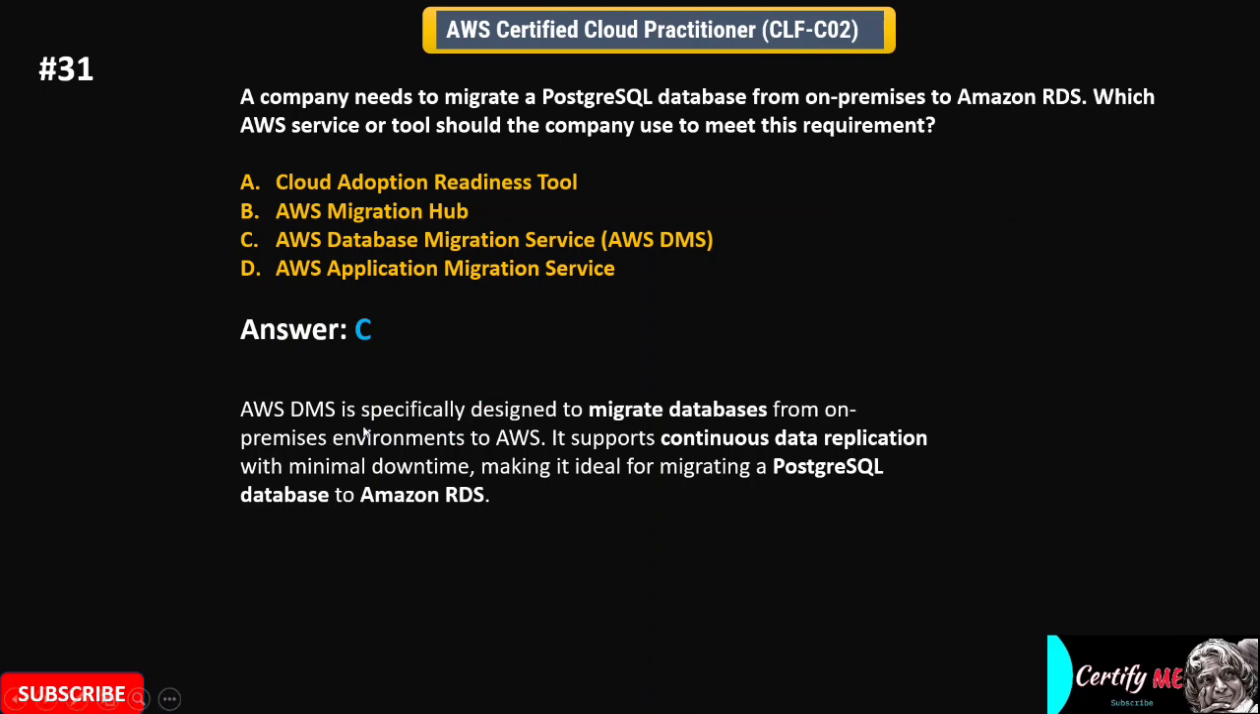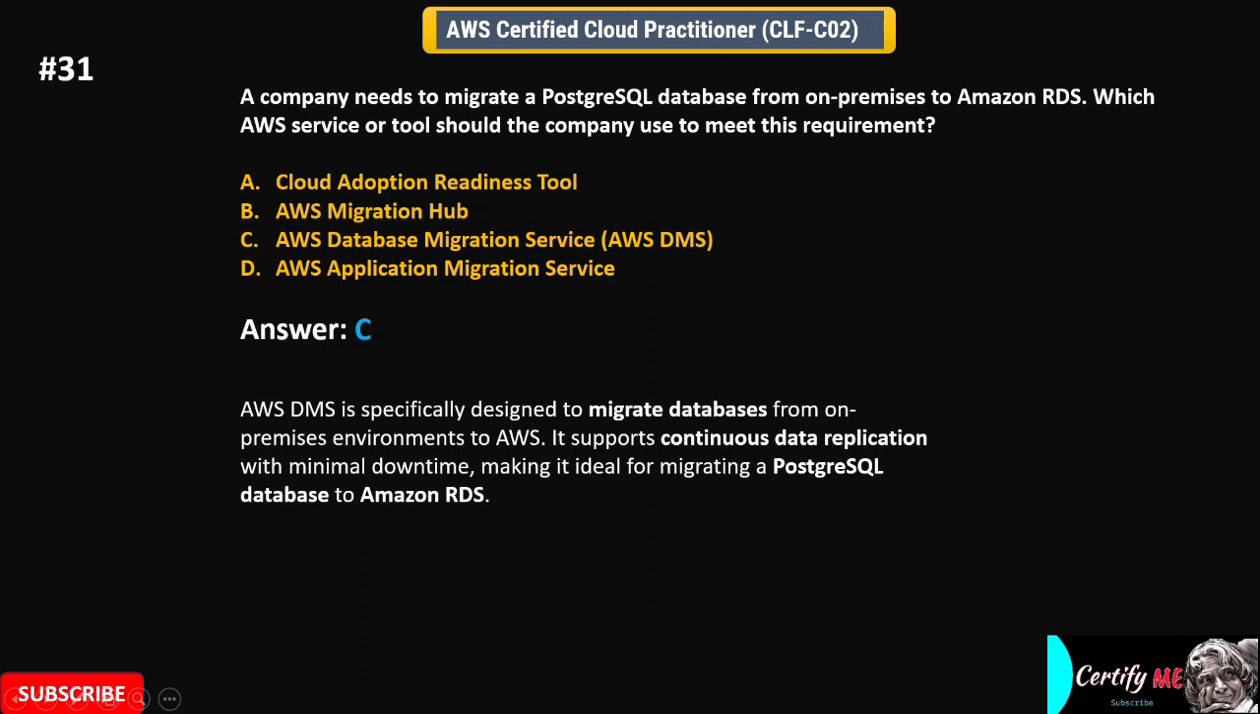AWS DMS is specifically designed to migrate databases from on-premises environments to AWS. It supports continuous data replication with minimal downtime, making it ideal for migrating a PostgreSQL database to Amazon RDS.